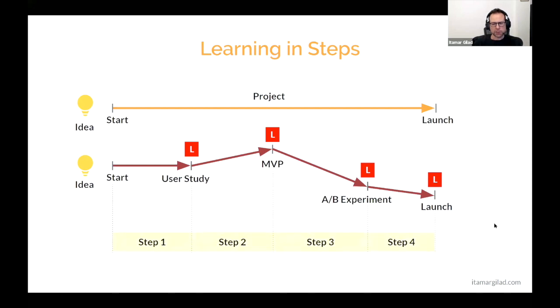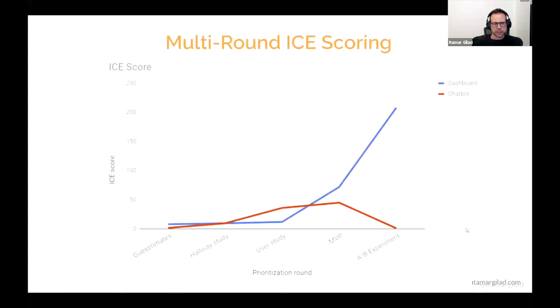Each one of those is a mini project, which I call a step. In most companies, steps are no longer than 10 weeks long. And they always culminate in a test or experiment. If you do the work correctly, over time, your I score will update from one round to the next.